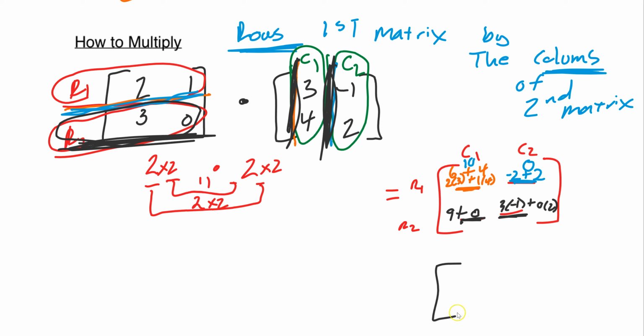And then we get our answer: 10, 0, 9, and negative 3. And that's how you multiply matrices. It's rows of the first times columns of the second.